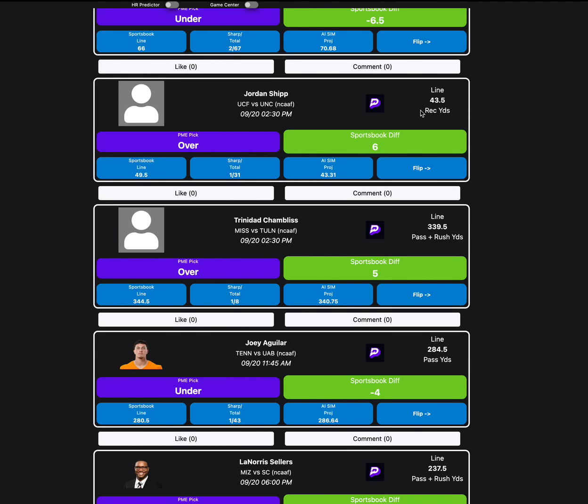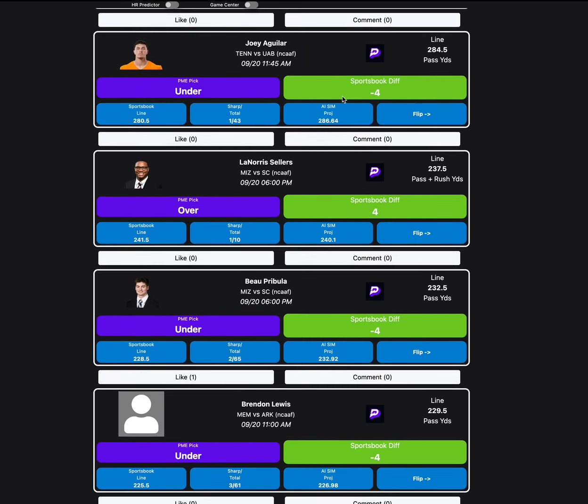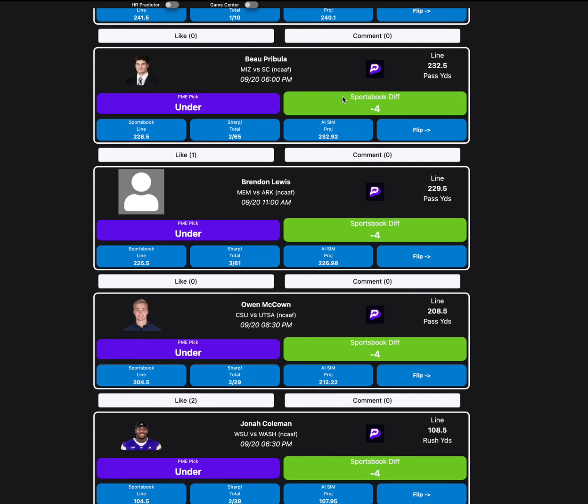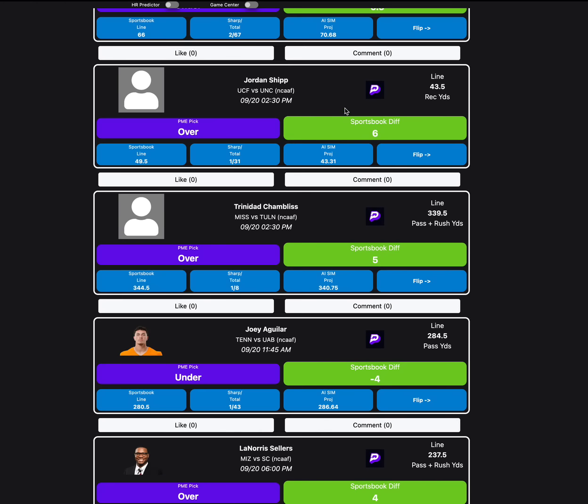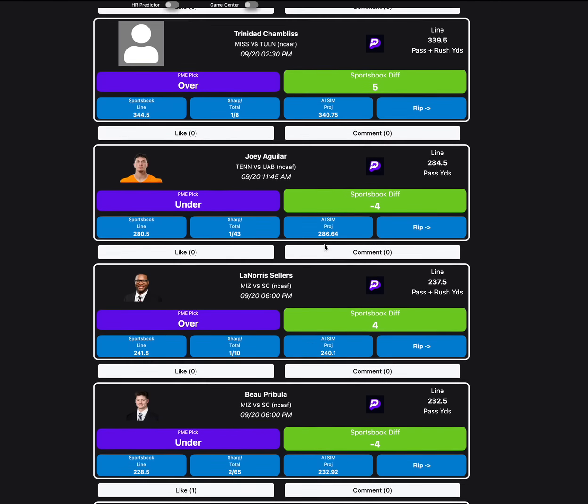Jordan Shipp over 43.5 receiving yards. First of all, there's only one sharp book here, and the AI Sim is at 43.3, which is almost identical. I would just say, you know what? I'm going to steer clear of this one, and I'm going to look and see if I can get one with more sharp books or a bigger discrepancy in general, right? So, like, let's see. Let's take a look.